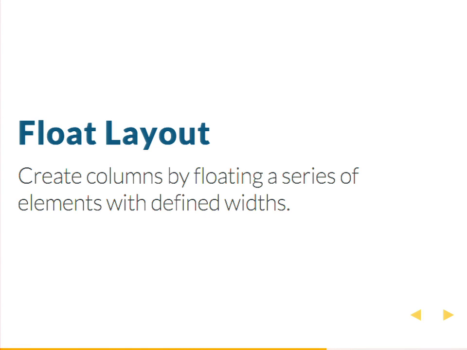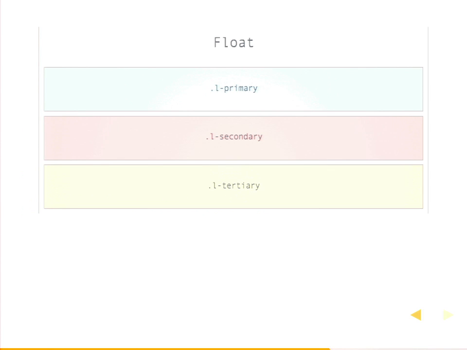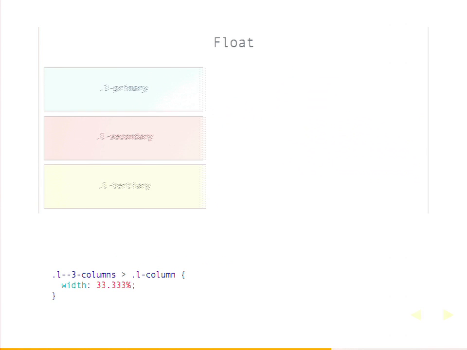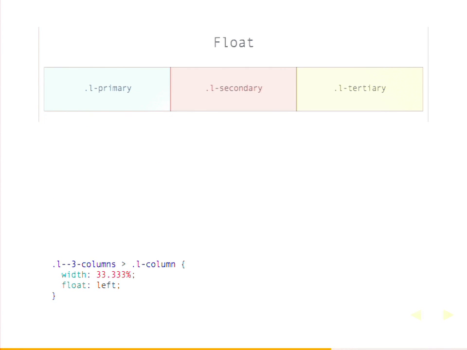So behind the scenes, how those are actually implemented in CSS, one common way is using the float layout pattern. So create columns by floating a series of elements with defined widths. We already saw this earlier. We have our primary, secondary, tertiary containers, and we want to create, say, 3 columns with that. We just give each of those 33% width, and then we float them left, and now we have 3 columns.